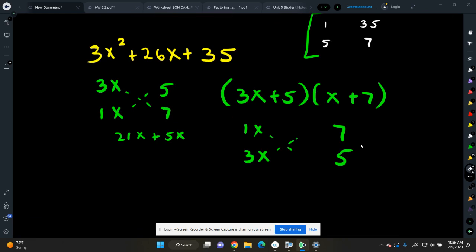Do you need to bring the 2 down? There is no 2 on this one. Oh, you have to bring it on the 3x. Oh, no. I got mixed up. x plus 7, so they 3x. That's okay. You can do that.